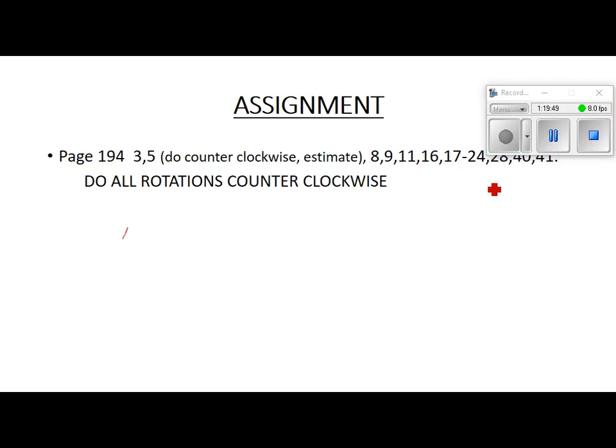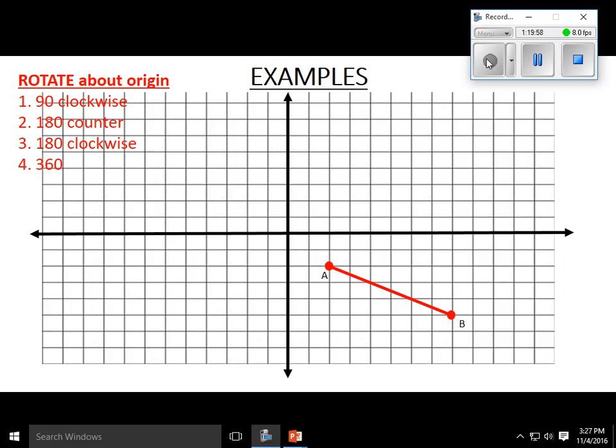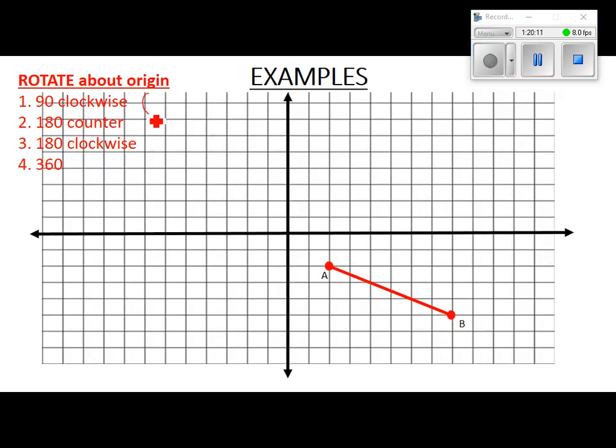Can everybody see that? It says 28, 40, 41. Let's do 40 and 41. All right, on these examples, 90 degrees clockwise. So if we're going 90 degrees clockwise, if you look at your rules, 90 degrees clockwise says that the point starts A, B, or X, Y, whichever you prefer, it doesn't matter.